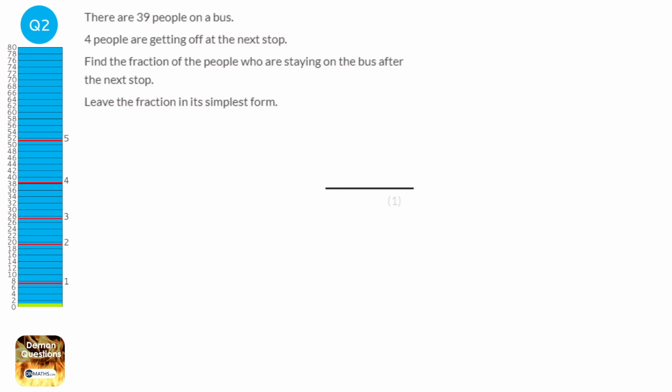If there were 39 people on the bus and 4 people got off the bus, that would leave 35 people remaining on the bus. So the fraction of people staying on the bus is 35 out of the 39 people on the bus. So our answer is, as a fraction, 35/39. We can't cancel that any further.